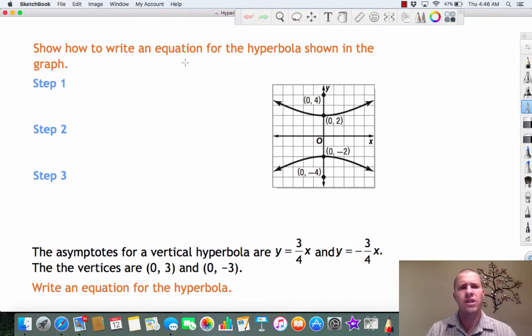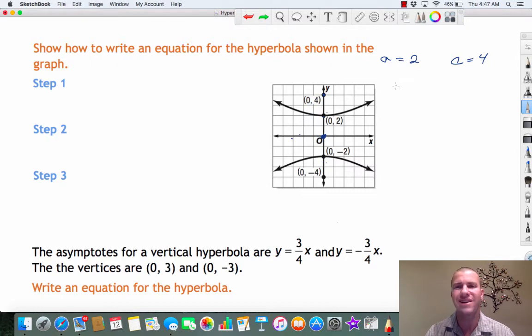So show how to write an equation for the hyperbola shown. Well, I want to know here my center is going to be 0, 0, because that's halfway between the two vertices. I don't know the b in this case. I don't see that box, and I don't know where that box is, but I can find the box because I also do know the c. So my a is 2, basically the distance from the center to one of the vertices, and my c is 4, the distance from the center to one of the foci.